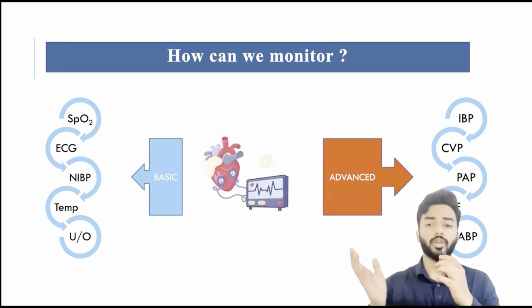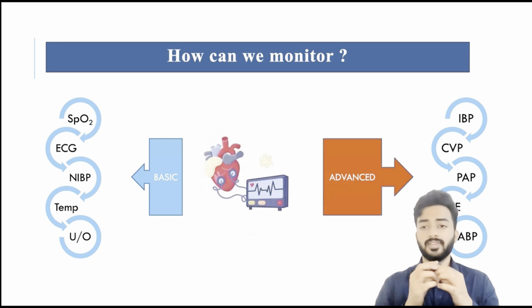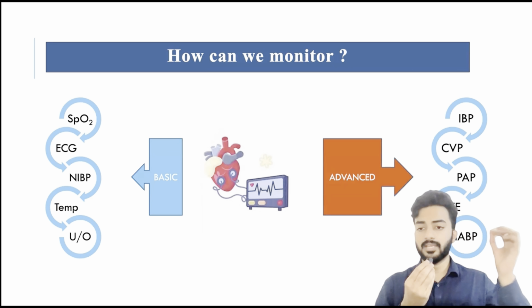We can divide the monitors into basic and advanced. So basic are SpO₂, ECG, NIBP, temperature and urine output. Advanced, we have IBP, CVP, PAP, TEE and IABP.